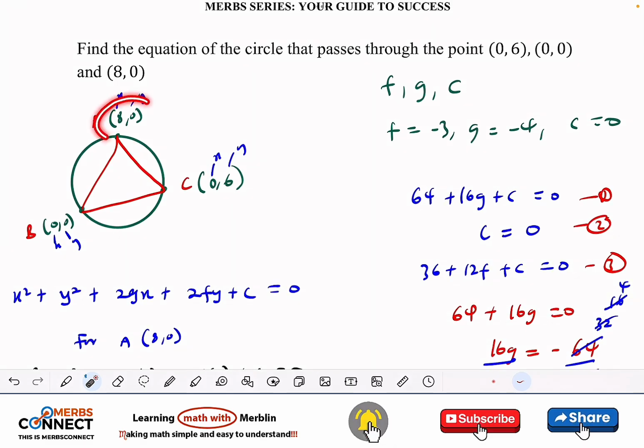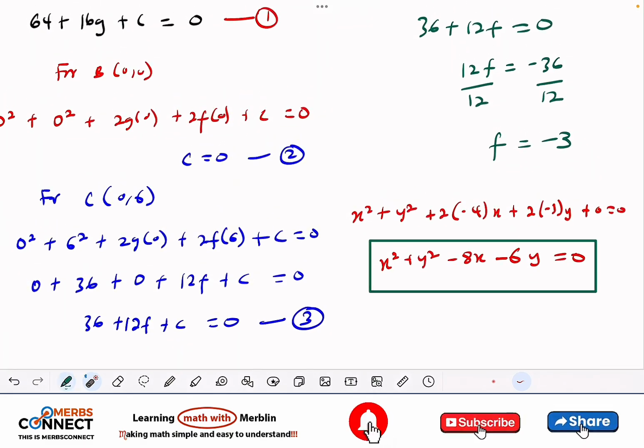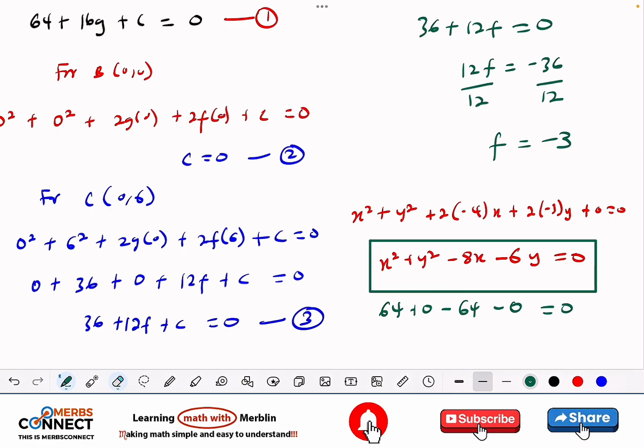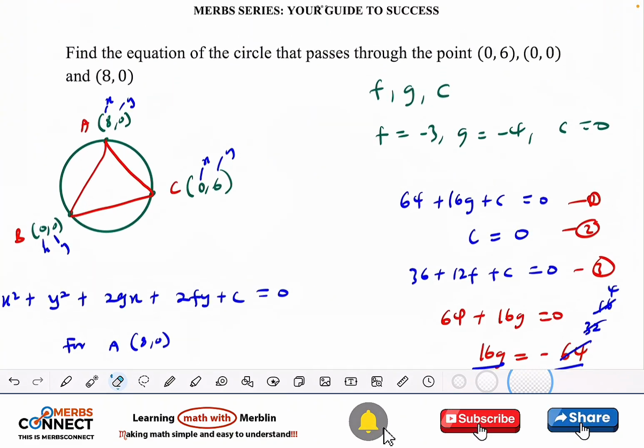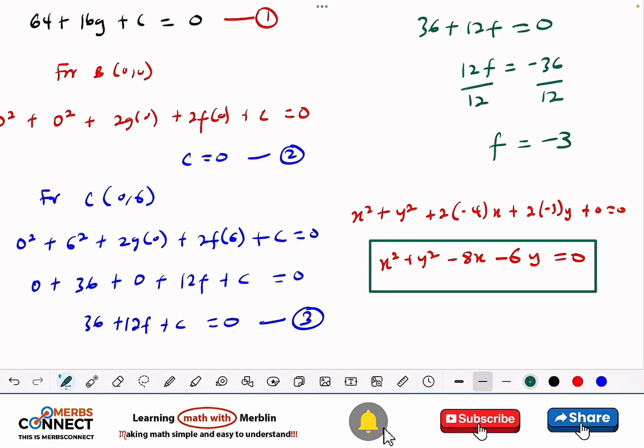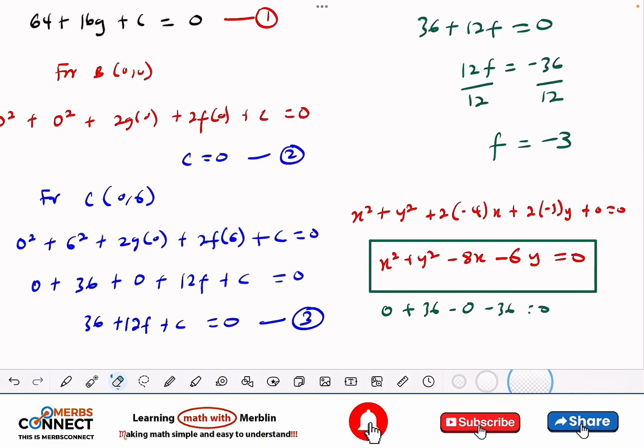Let's pick 8 and 0. Let's do that. 8 here will be 64 because 8 squared will be 64. When I put 0 there will be 0. Minus 8 times 8 is 64 minus 0, which is equal to 0. 64 minus 64 is 0, which is true. Let's pick the last one, 0 and 6. So this squared is 0. 6 squared is 36 minus 0. 6 times 6 is 36. Indeed, and that one too is equal to 0.